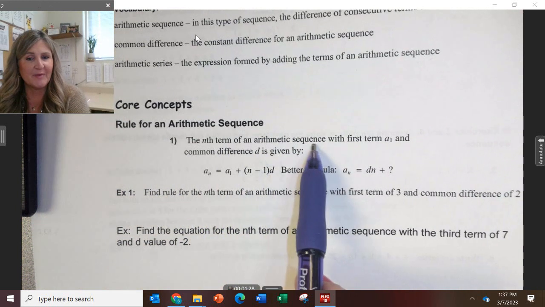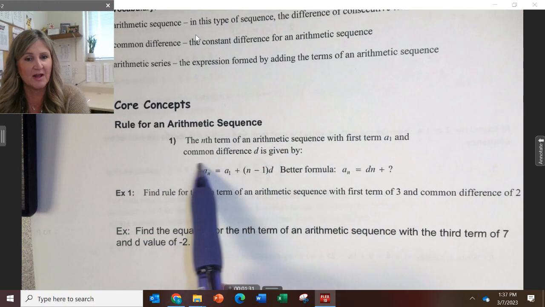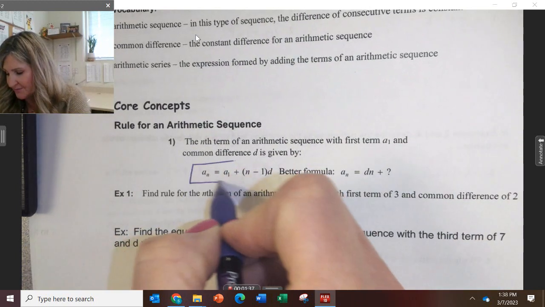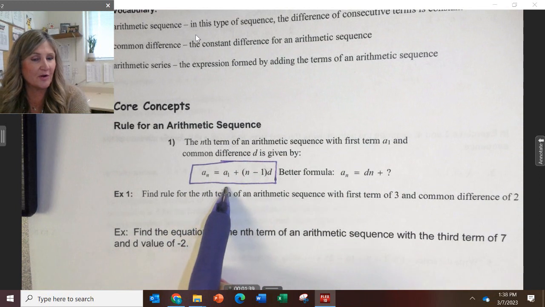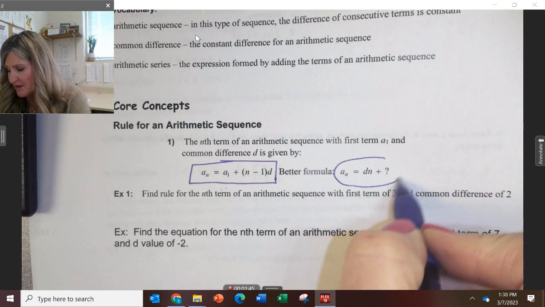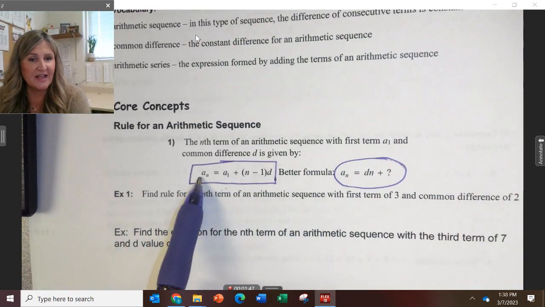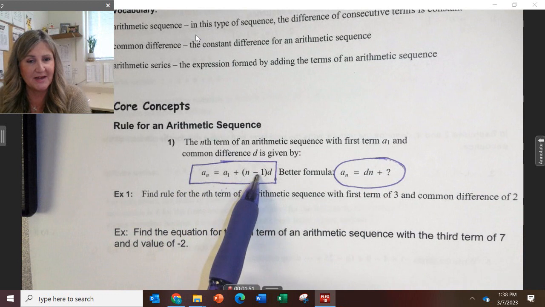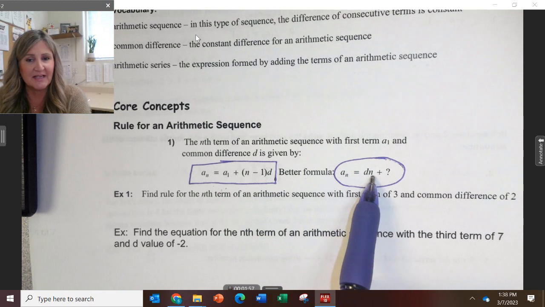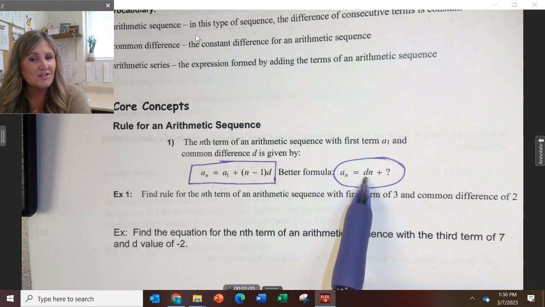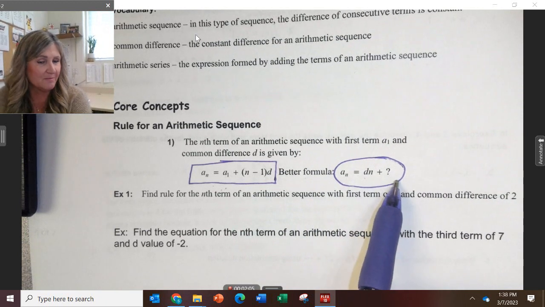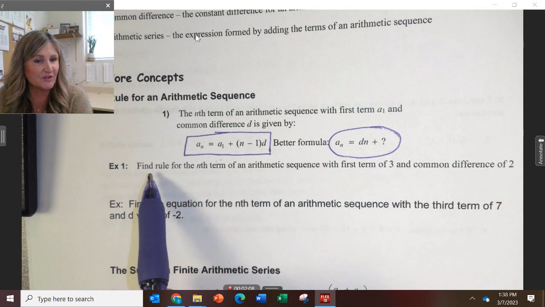The nth term of an arithmetic sequence with the first term of a sub 1 and a common difference of d. This is going to be the formula that we can use right here. This is a new formula. Most of you have already been using this formula. So this one is saying to find the nth term, we do a sub 1 plus n minus 1 times the d. But most of you have been doing a sub n equals d times n plus question mark. So you find that common difference, and then you put an n, and then you say plus what? So I'm going to show you that with this first example.